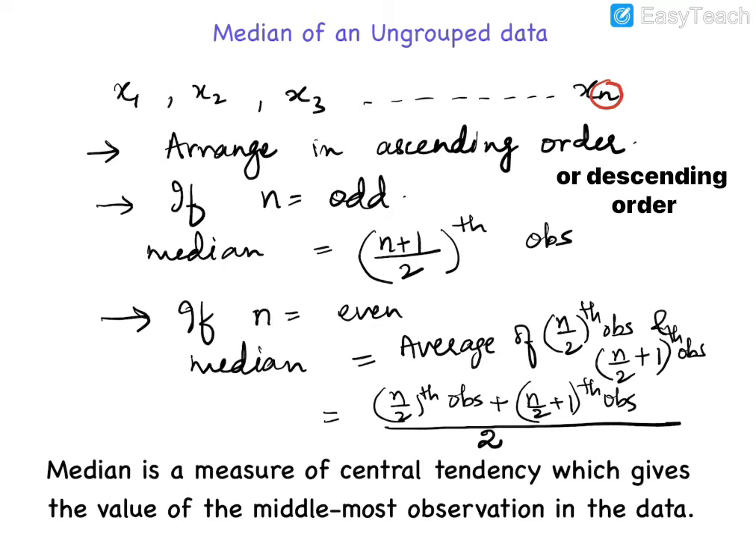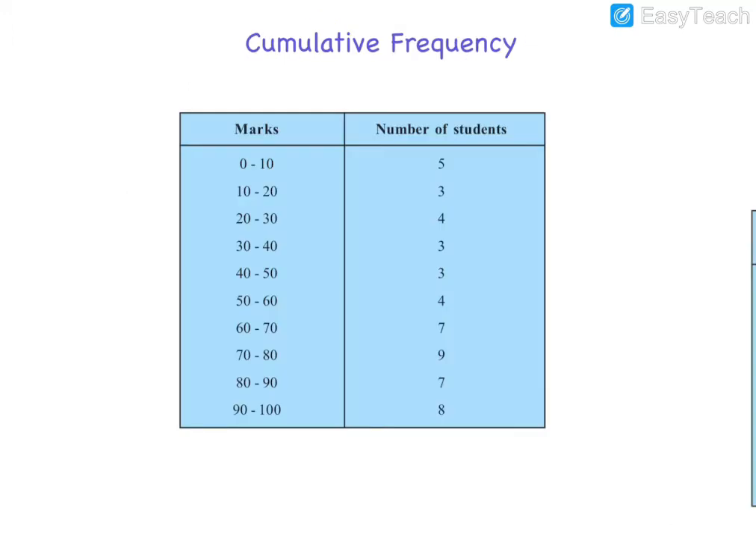The first step is to calculate cumulative frequencies. So let's understand what are cumulative frequencies. To understand cumulative frequency, let's consider an example which is given in this table. This is a grouped frequency distribution of marks obtained out of 100 by 53 students in a certain examination. Looking at the table, we can answer how many students obtain marks less than 10. The answer is 5. Students who obtain marks from 10 to 20 are 3.